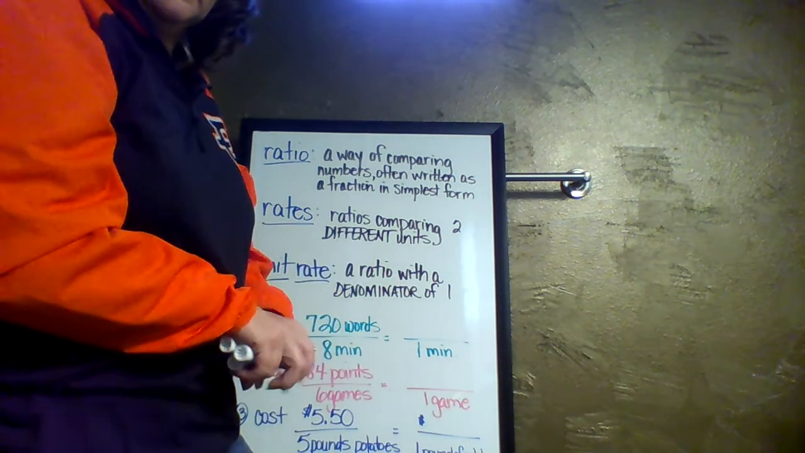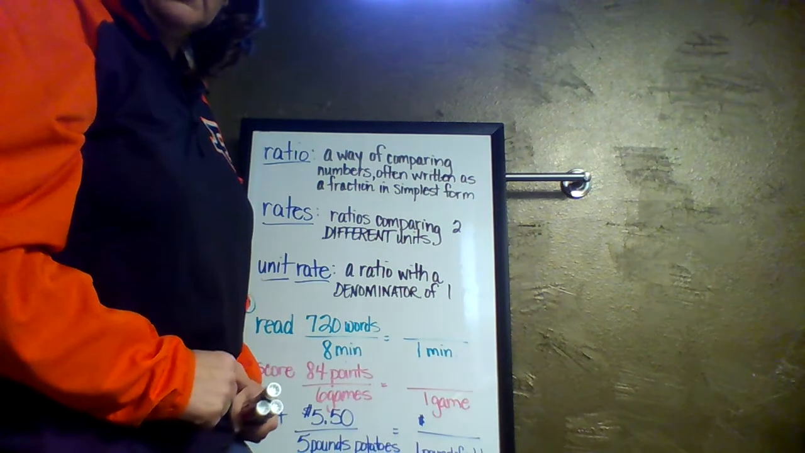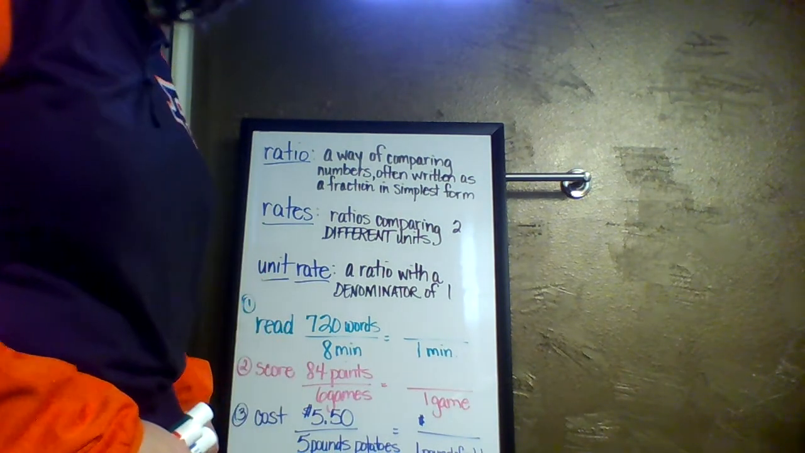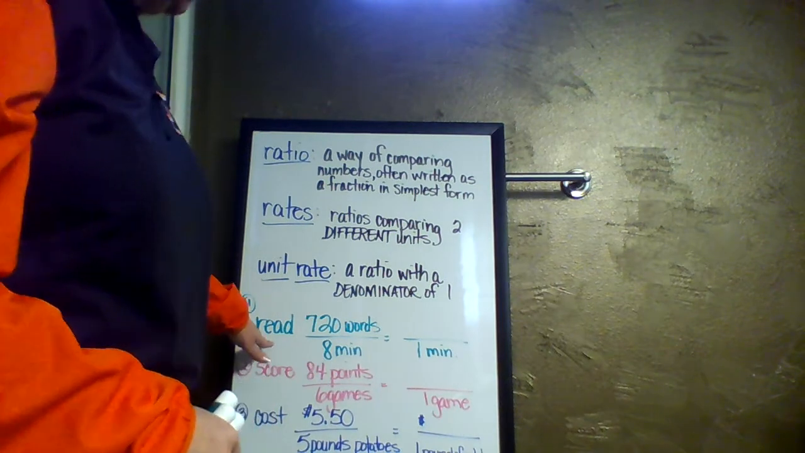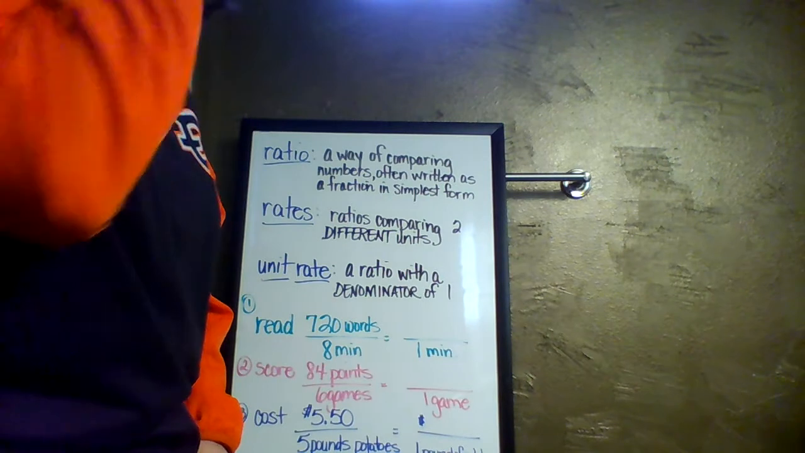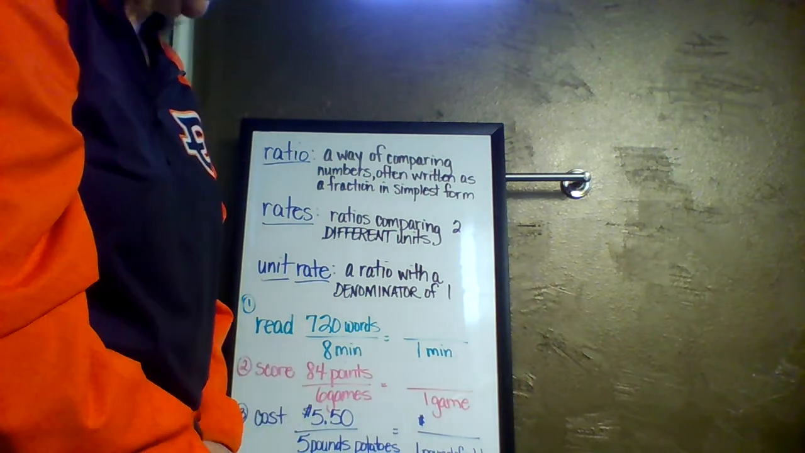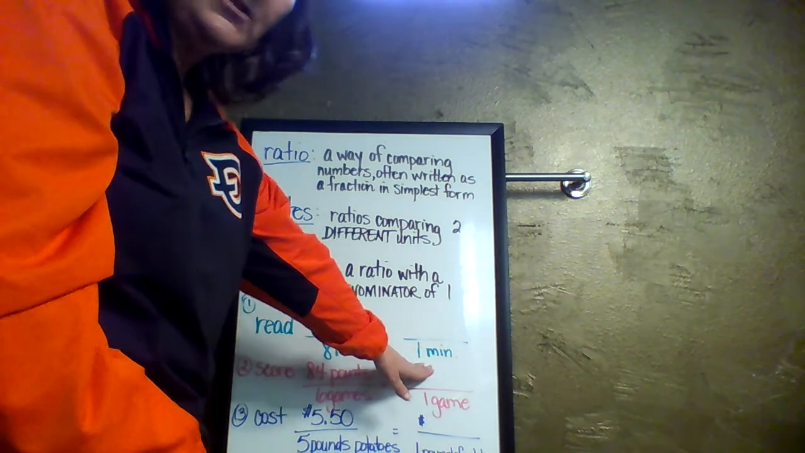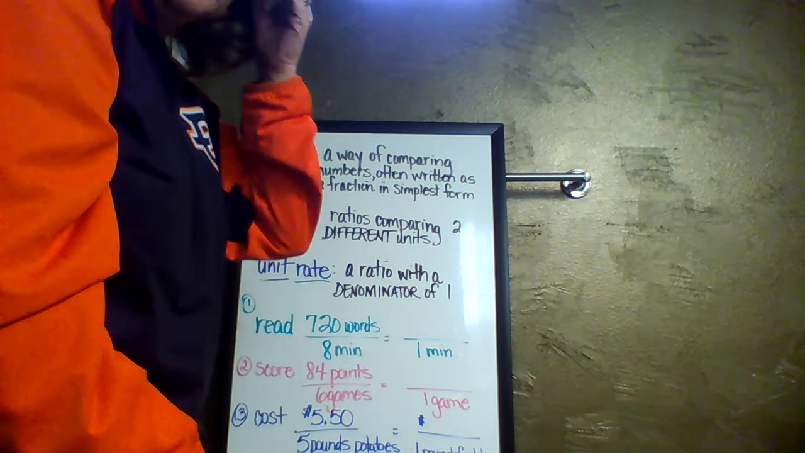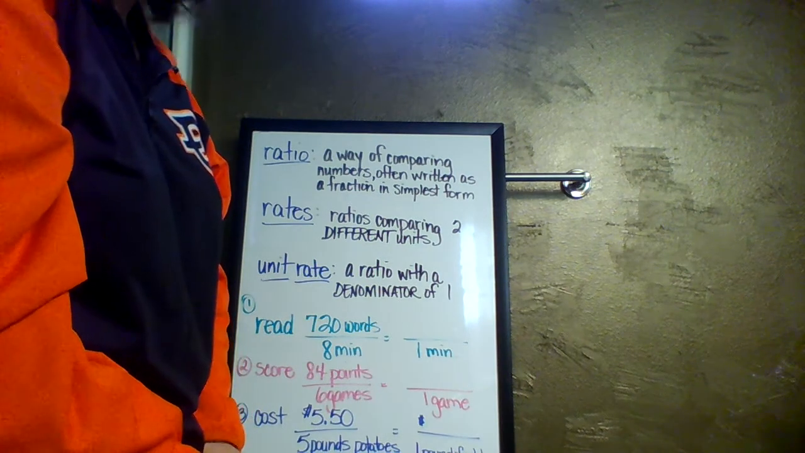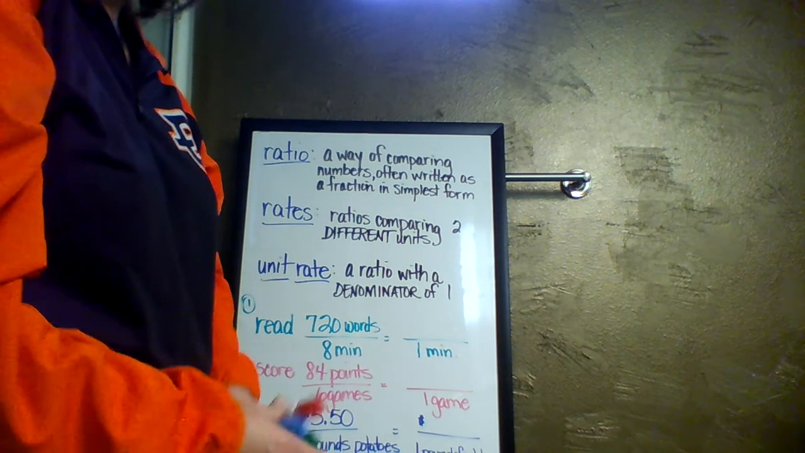So we're going to find out a little bit today about how to calculate unit rates. All right, so I have a couple of examples for you. Number one is if you read 720 words in 8 minutes, to calculate a unit rate, I want to have a denominator of 1. So I want to know how many words I would read in 1 minute.